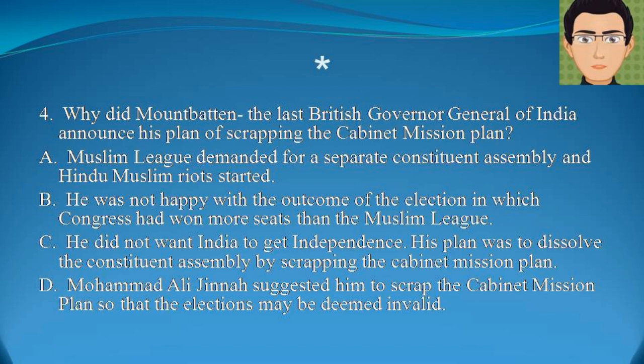Answer is A. Elections for the 296 seats assigned to the British Indian provinces were completed by July-August 1946. Congress won 208 seats and Muslim League won 73 seats. After this election, the Muslim League refused to cooperate with the Congress. The political situation got worse and Hindu-Muslim riots started. The Muslim League demanded a separate Constituent Assembly for Muslims in India.